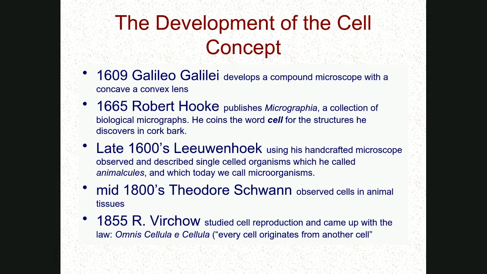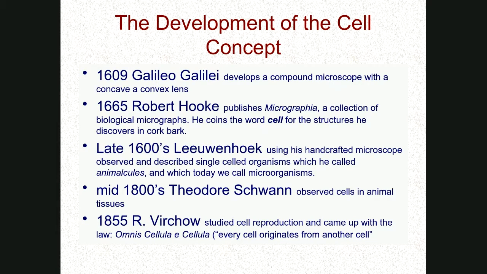Hooke published Micrographia, and he's the first one that used cell as a name. Cell in Latin means compartment, a little house. When he was looking under the microscope that had been developed by Galileo, he was looking at the cork, and he was like, "Oh, such a beautiful cellulae, which is a cell."